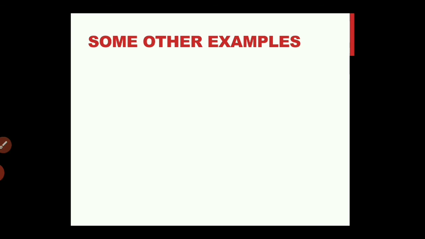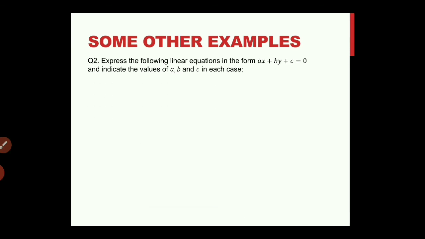Now let's see some other examples. Express the following linear equation in the form of ax + by + c = 0 and also indicate the values of a, b and c in each case. Our first example is -2x + 3y = 6. Here we have to write it in the form of ax + by + c, and we have to indicate what are the values of a, b and c in this equation.